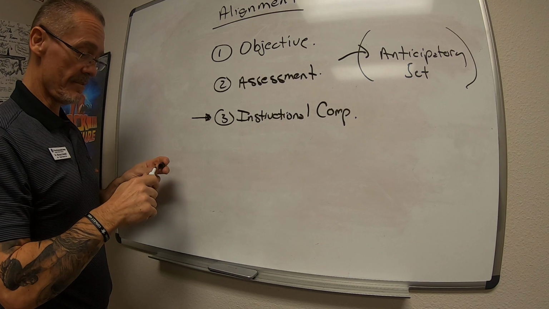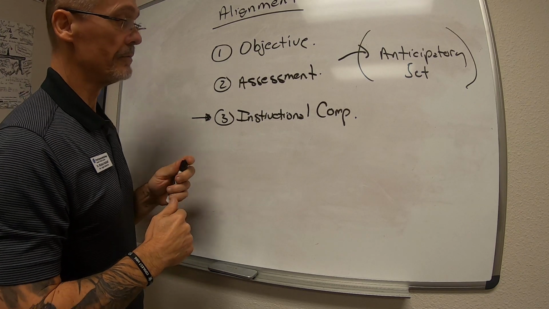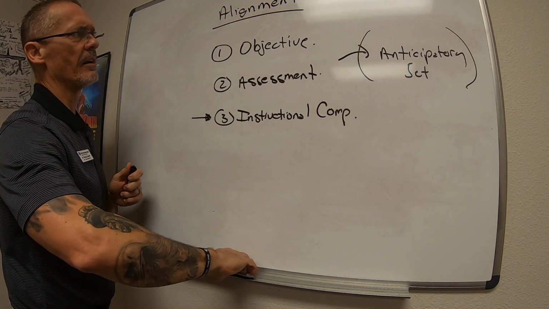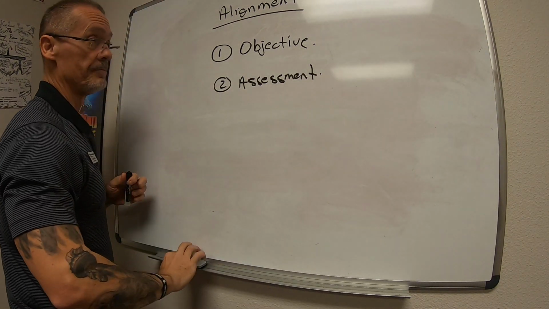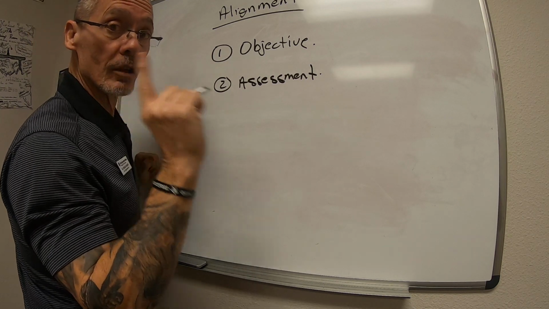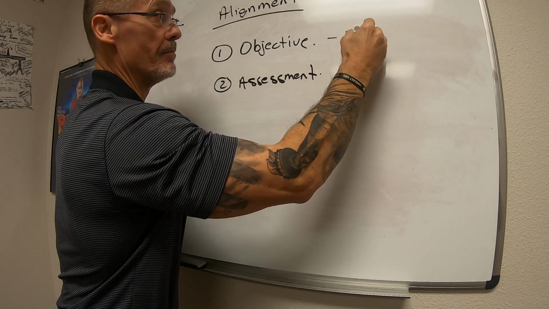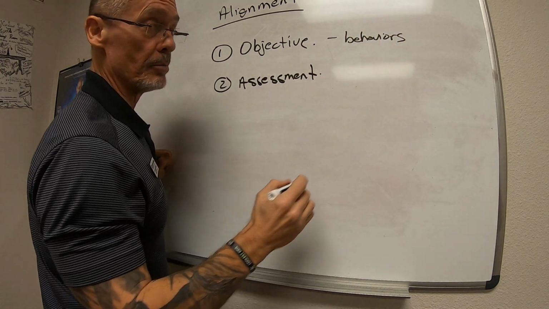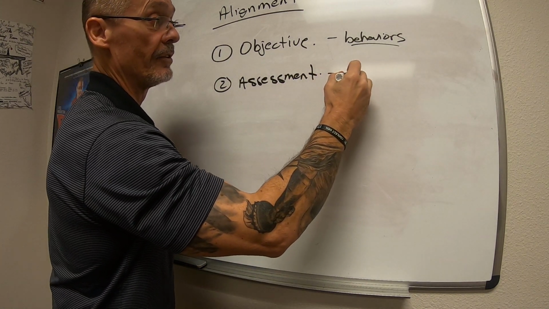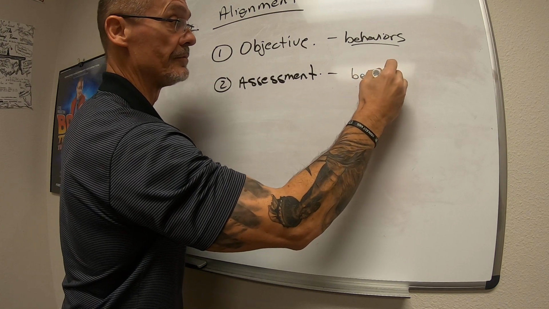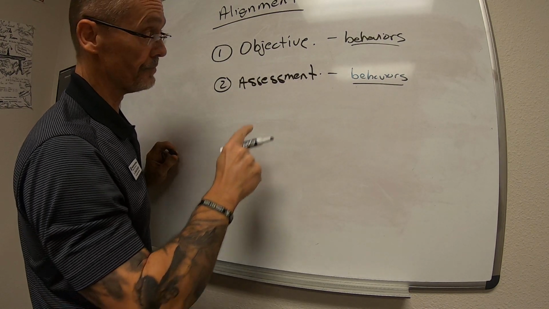This stuff has to be aligned, okay? So we talked earlier in another video about doing it in the right order, right? But let's talk about alignment, specifically between the objective and the assessment, right? Look closely at the behaviors that you're asking them to perform in the objective and the behaviors that you're assessing. Are they the same?